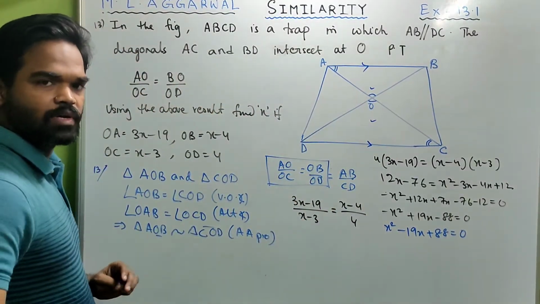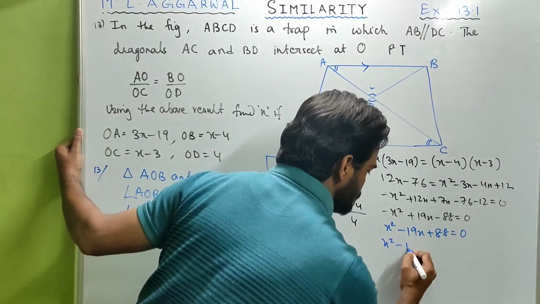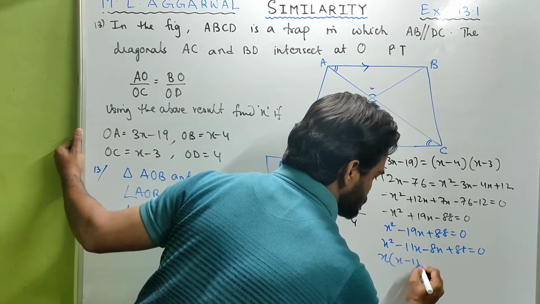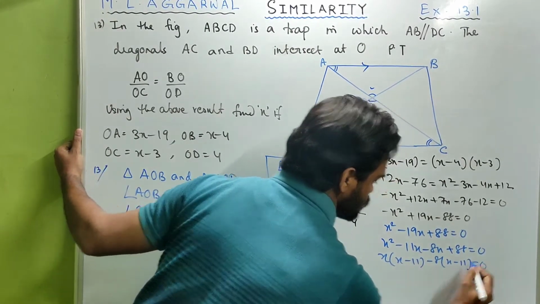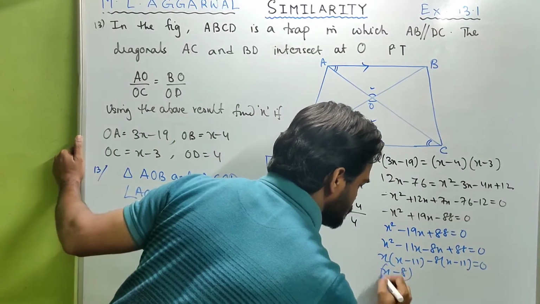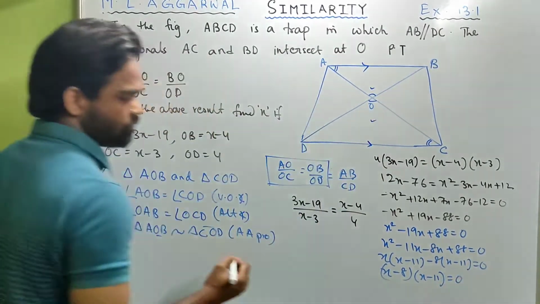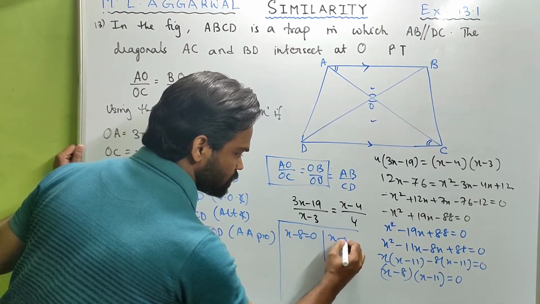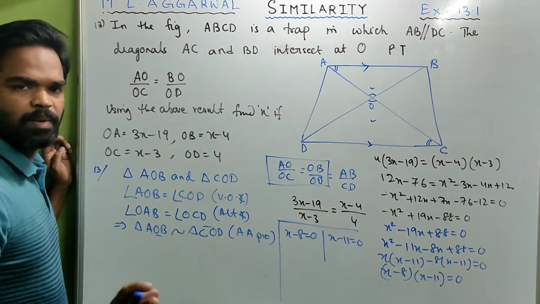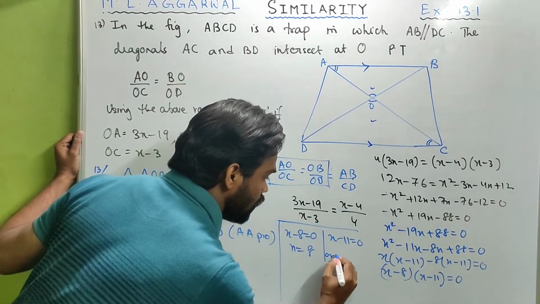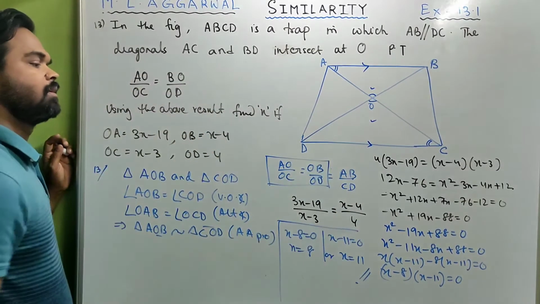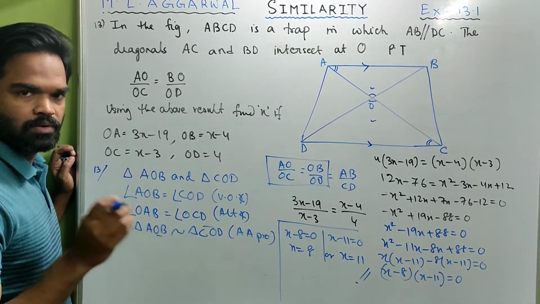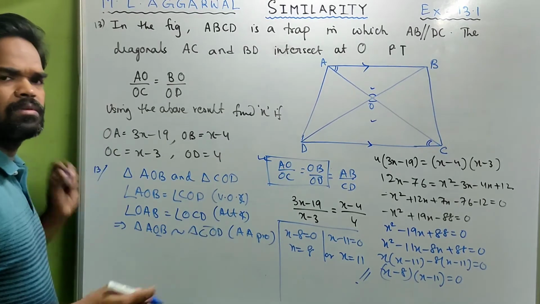Middle term factorization we have already done, okay? So this becomes x square minus 11x minus 8x plus 88 equals to 0. Solve it. Which means we get x minus 8, x minus 11 equals to 0. So we can say that either x minus 8 equals to 0 or x minus 11 equals to 0. Just simplify it by middle term. So you got x equals to 8 or x equals to 11. And that's your answer. Just prove they are similar. Use the property, you will get the first part. Substitute the value, solve it.